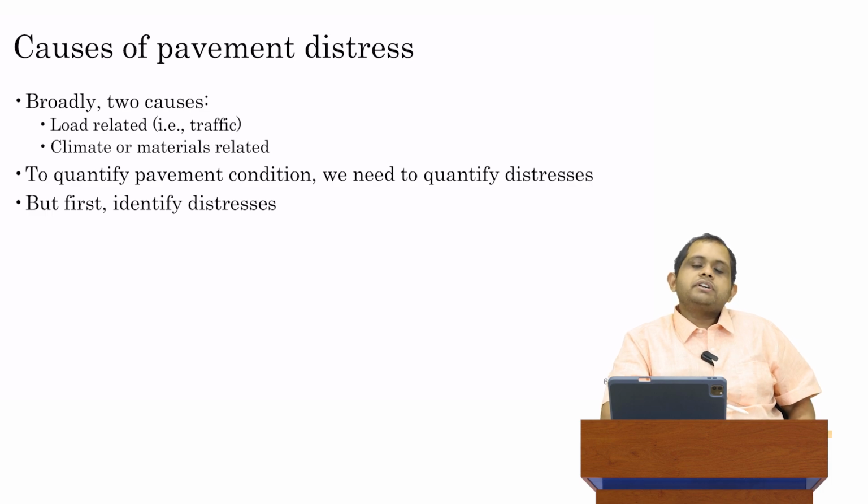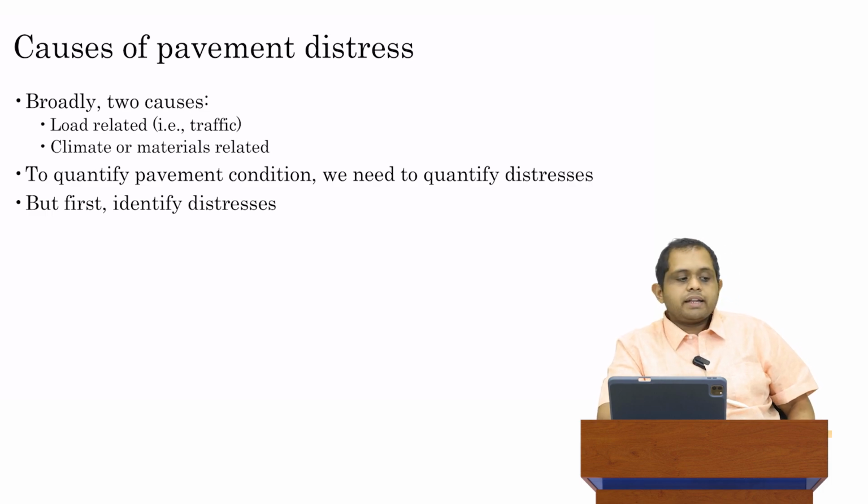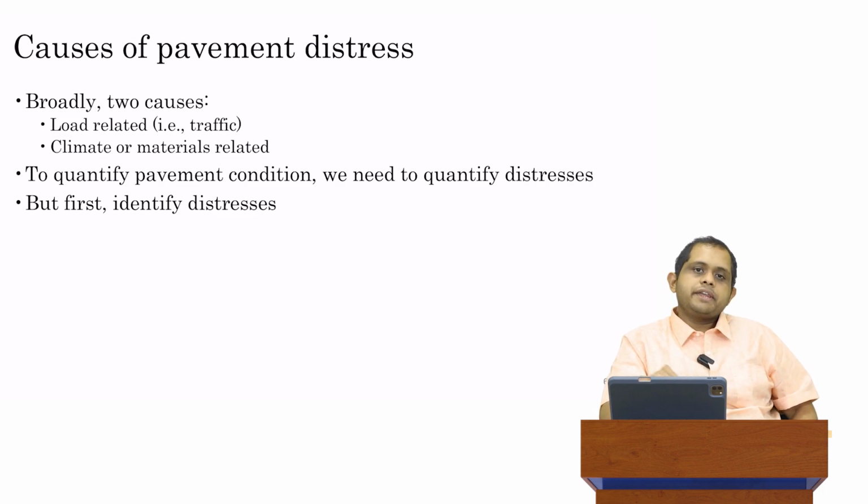So what are the different types of distresses? We will see in the coming slides a very large list of different types of distresses, and we'll talk in detail about the mechanism. But broadly, we should understand that there are two types of distresses. Distresses which are caused by load, and for pavement engineering, load basically always means traffic. So distresses which are caused by load, and those are meant to accumulate over time.